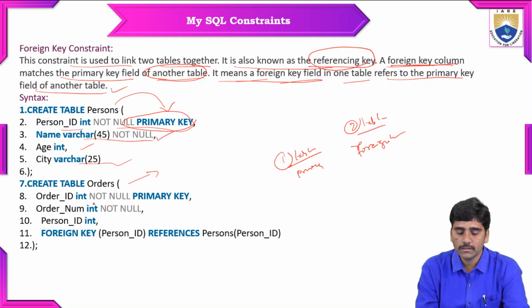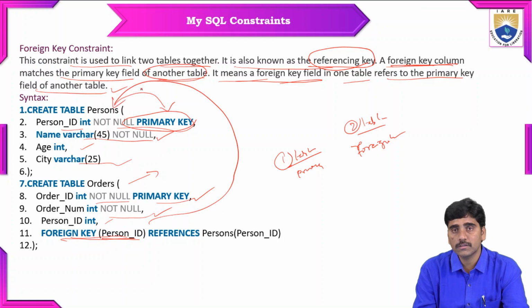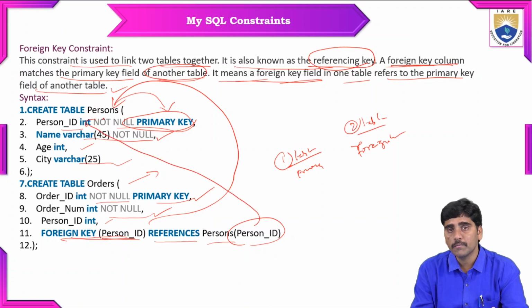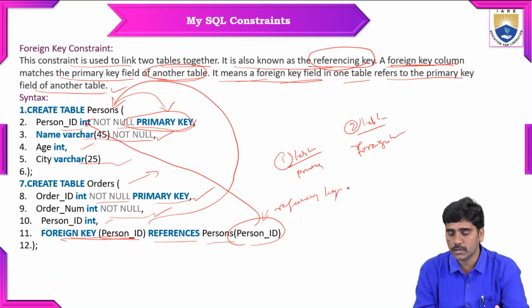And similarly, I can create one more table, the second table, create table orders. Order ID integer not null primary key, order number integer not null, and person ID integer foreign key. So this is the referencing from the first table. Here it references persons of person ID. So person ID is the primary key of the first table, and here it is the referencing key for the second table.